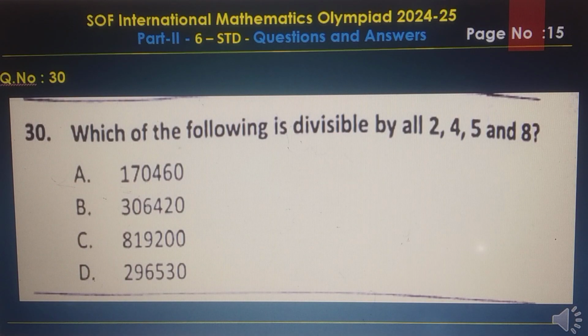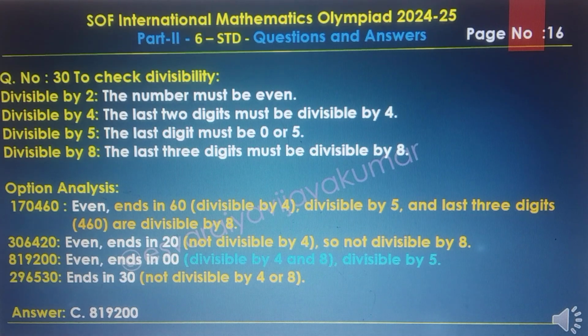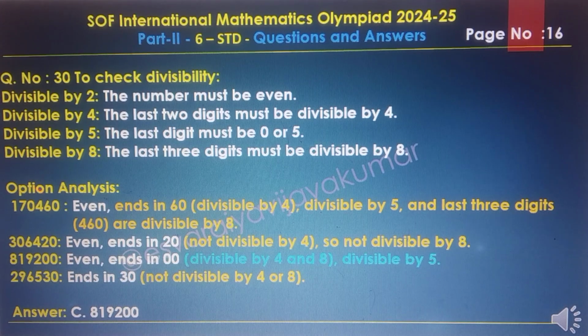And question number 30. Which of the following is divisible by all of 2, 4, 5 and 8? Here is the question, and options A, B, C, D are given. To check divisibility: divisible by 2, the number must be even; divisible by 4, the last 2 digits must be divisible by 4; divisible by 5, the last digit must be 0 or 5; divisible by 8, the last 3 digits must be divisible by 8.